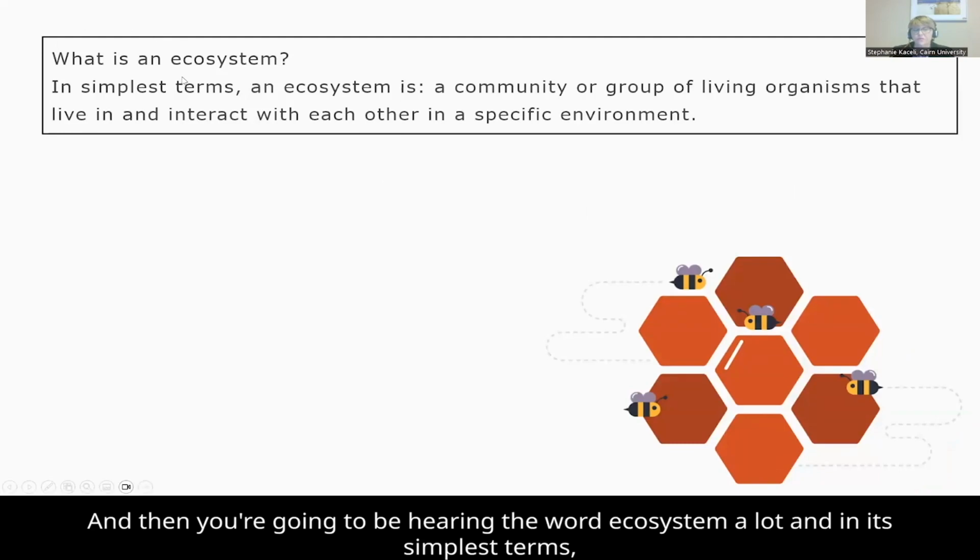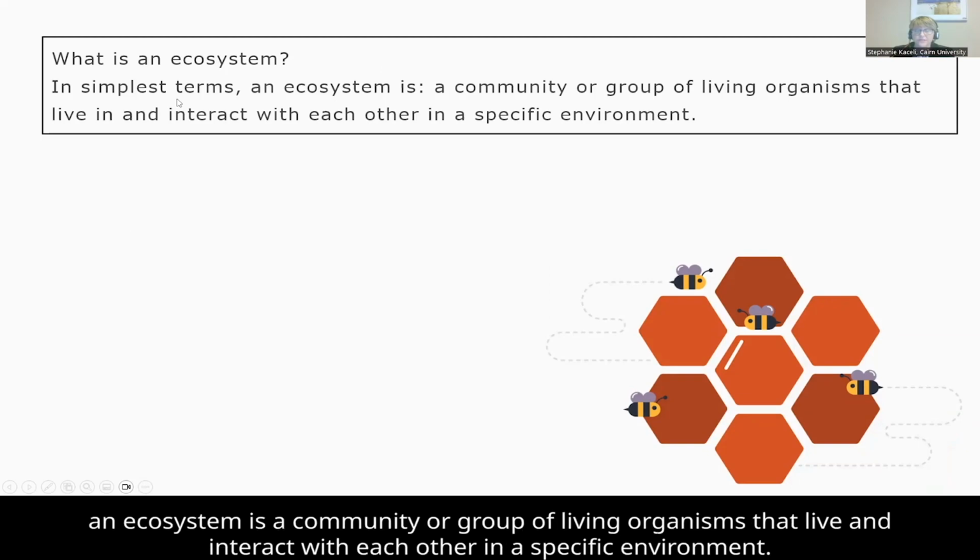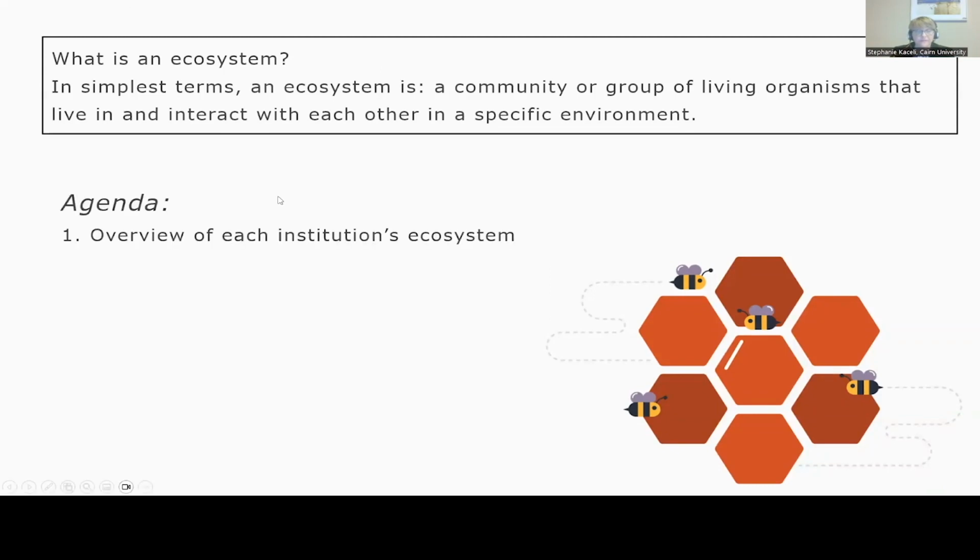And then you're going to be hearing the word ecosystem a lot. In its simplest terms, an ecosystem is a community or group of living organisms that live in and interact with each other in a specific environment.